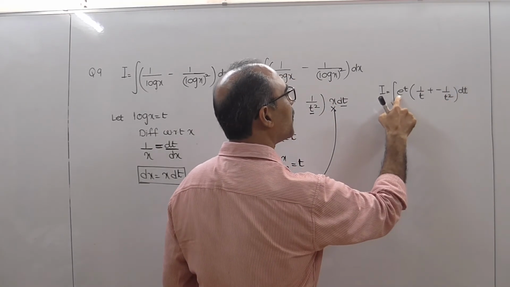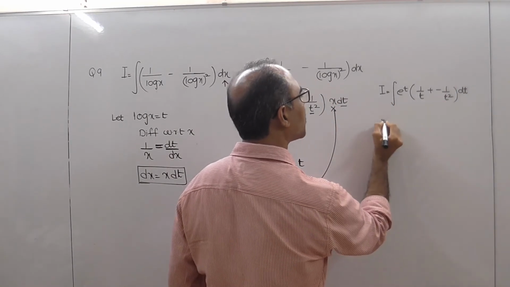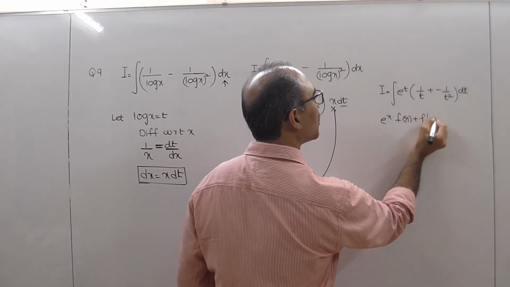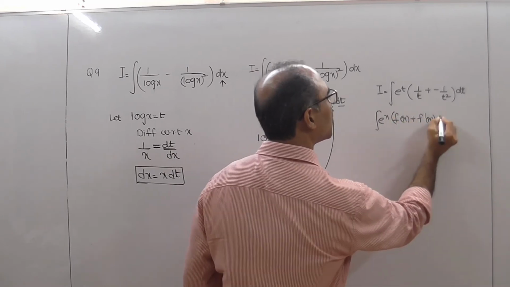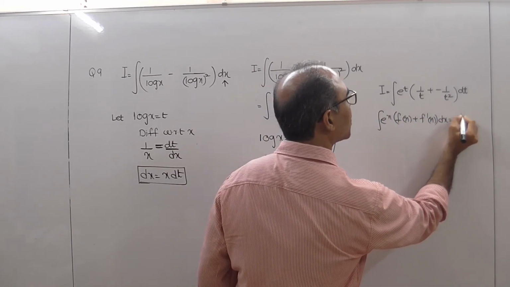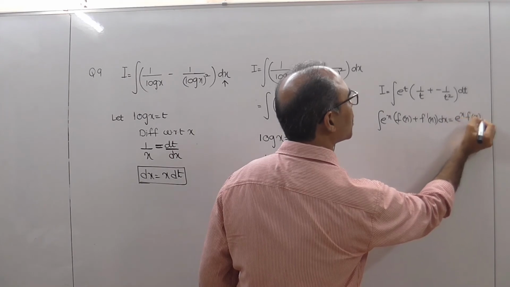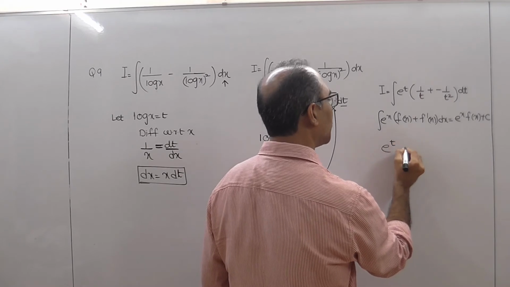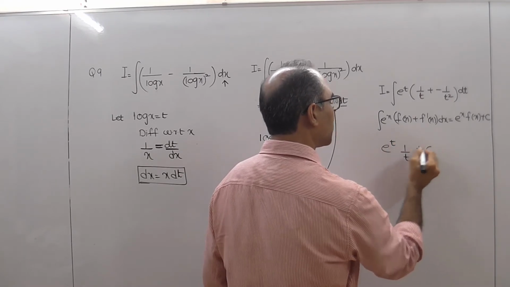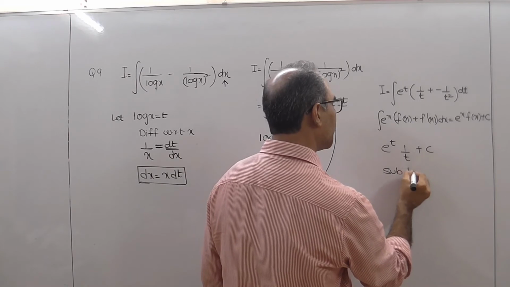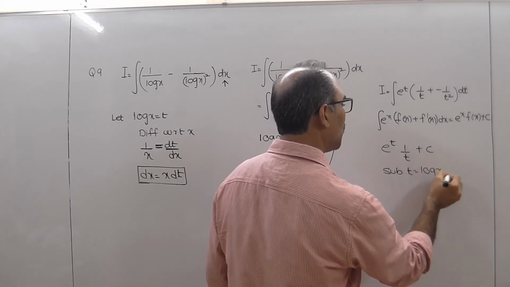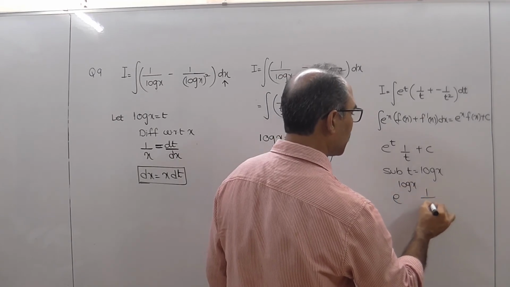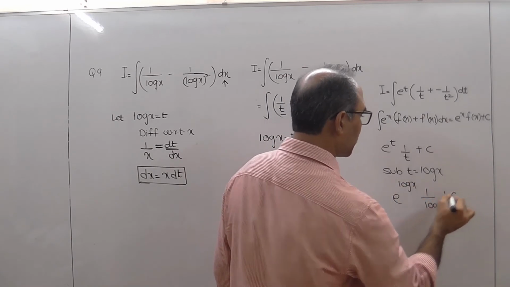So this is in the form of e raised to x, f of x plus f dash of x dx. The answer is e raised to x, f of x plus c. So the answer will be e raised to t, 1 upon t plus c. Then you substitute t equal to log of x. This is e raised to log x, 1 upon log x plus c.